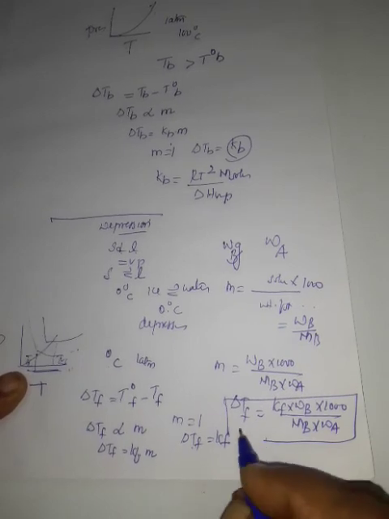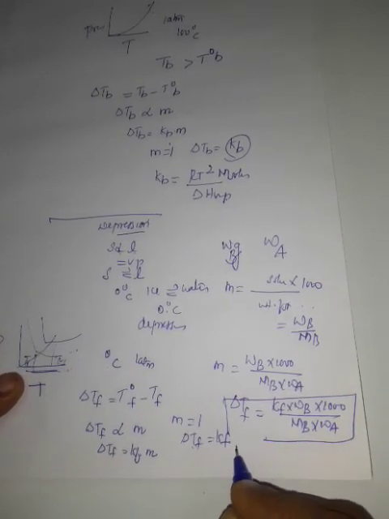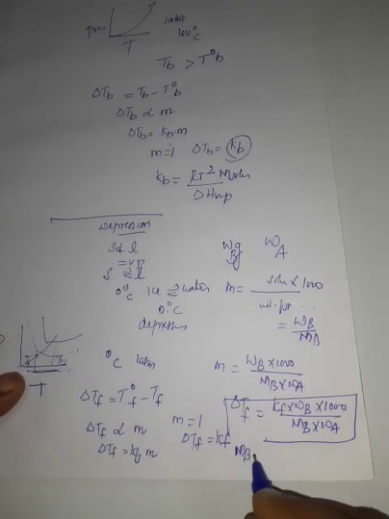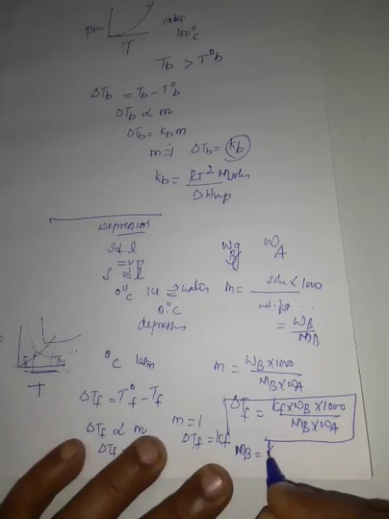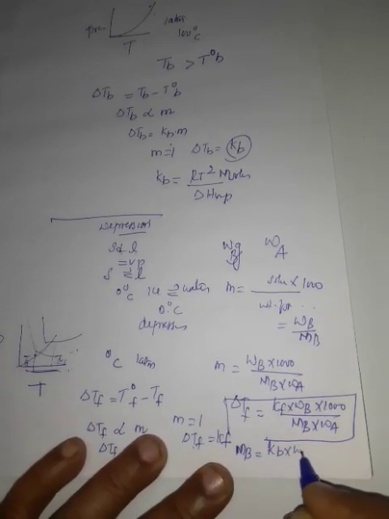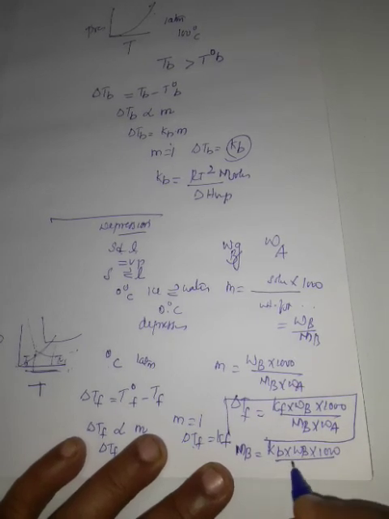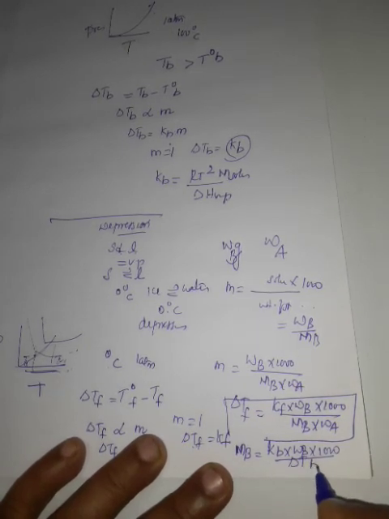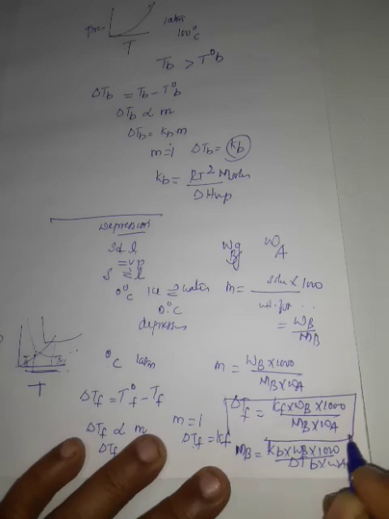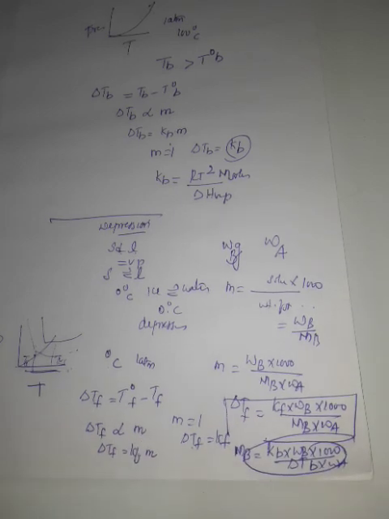From this, the molar mass MB is equal to Kf into WB into 1000 by delta Tf into WA. The mass of the solute can be calculated. It is also given clearly in book page number 54.